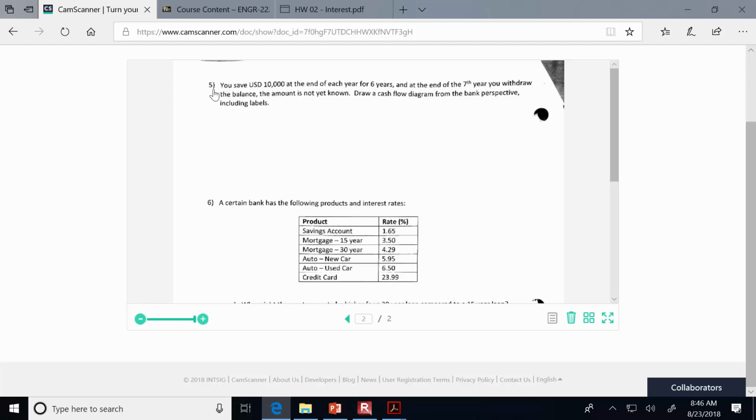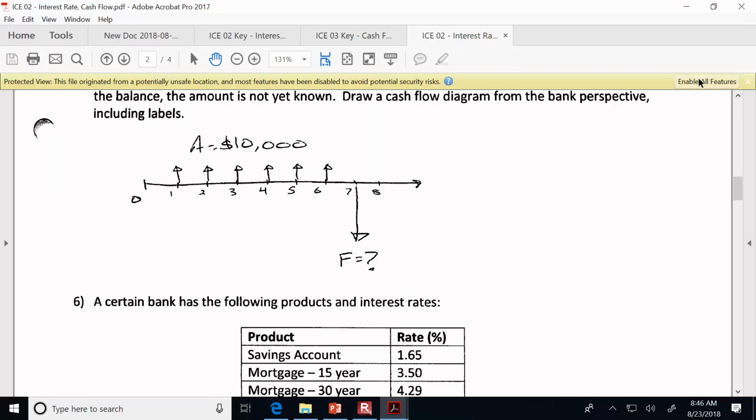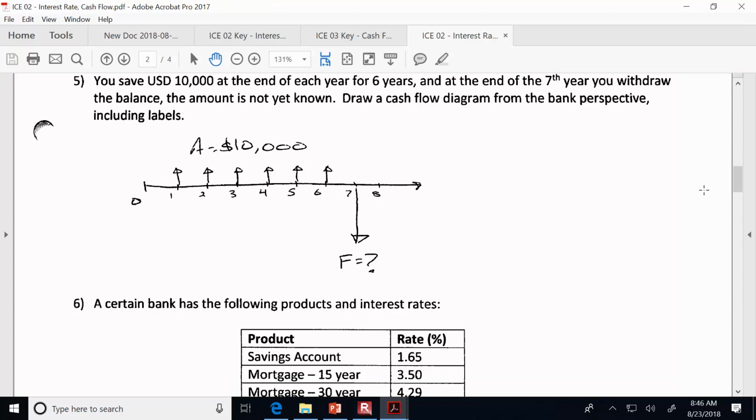All right, so problem 5, I'm asking you to do a cash flow diagram again, but I say including labels, and we haven't talked about labels yet. So let me show you the solution, and I'll tell you what I mean by this labels thing. The problem says you save 10,000 at the end of each year for 6 years, and at the end of the 7th year, you withdraw the balance. The amount is not yet known. Draw a cash flow diagram from the bank's perspective.